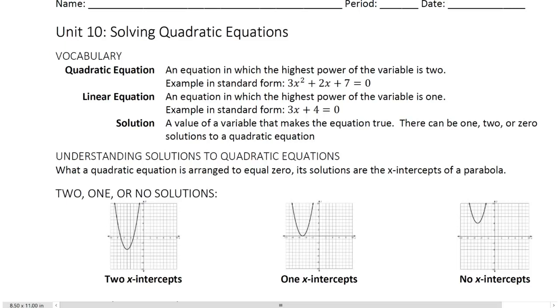Solving quadratic equations. Quadratic equations are those for which the highest power of the variable is 2. If you write the equation in standard form equal to 0, you can picture the solutions to a quadratic equation as the x-intercepts of a parabola. There can be 2, 1, or no x-intercepts, so a quadratic equation may have 2, 1, or no solutions.